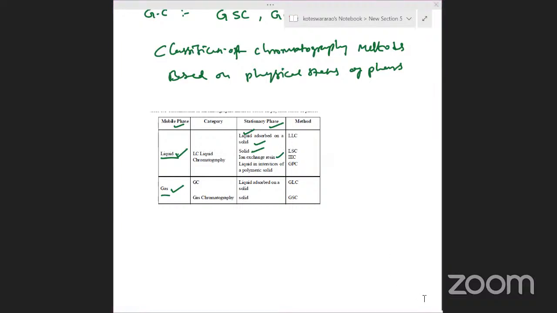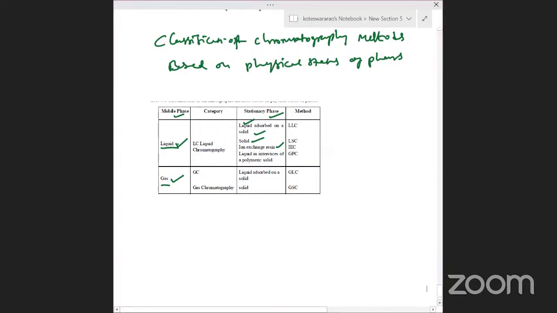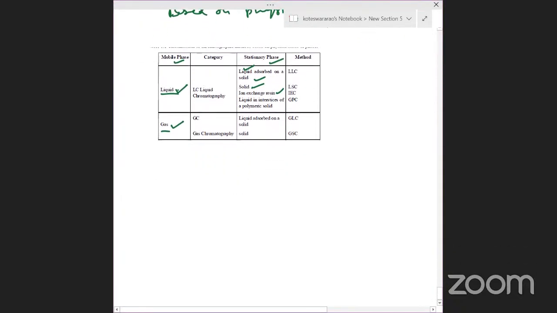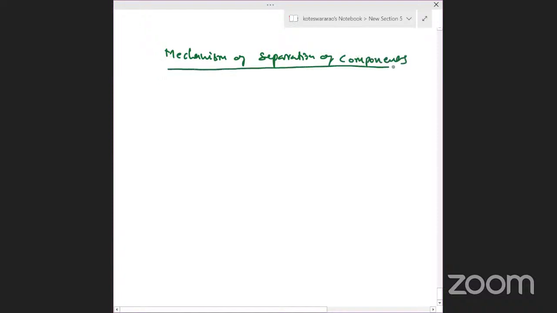Next, mechanism of separation of components. What are the physical and chemical phenomena involved in the separation of the components? That process is called the mechanism. Mechanism of separation of components.